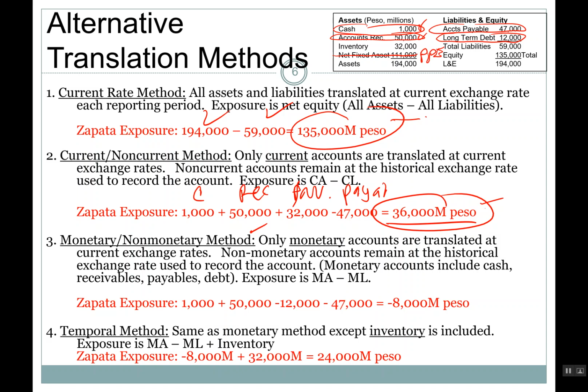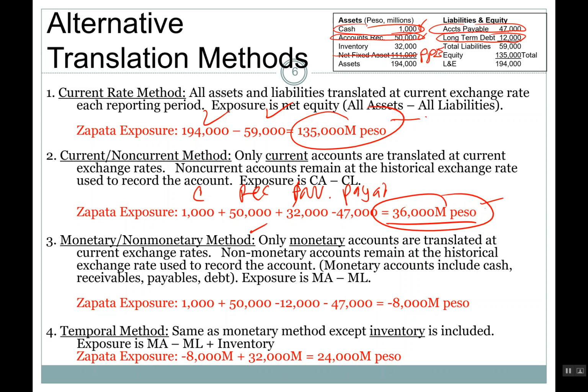But you can see, yeah, maybe we should exclude long-term, so maybe we should use the current rate method or the current non-current method. But yeah, you're right. What if this is a 30-year bond and it doesn't come due for 30 years? That's only the interest components we'll hit earlier. But that's the downside of this.